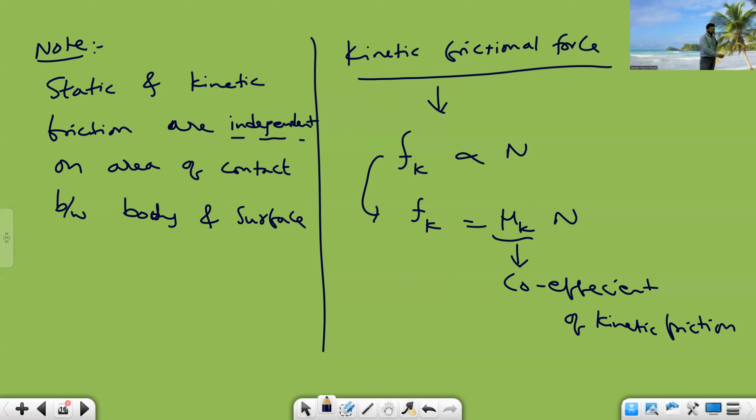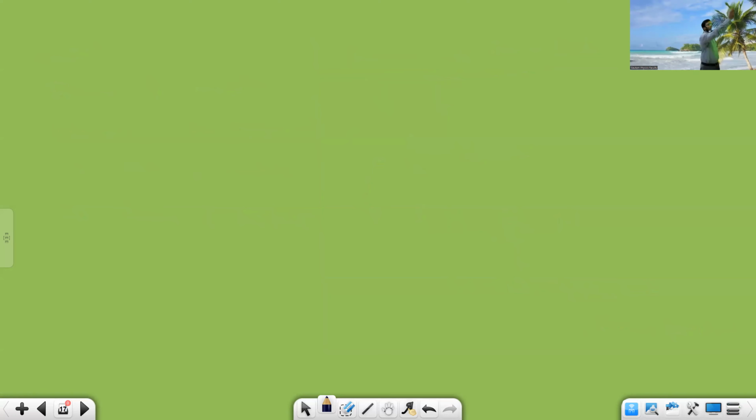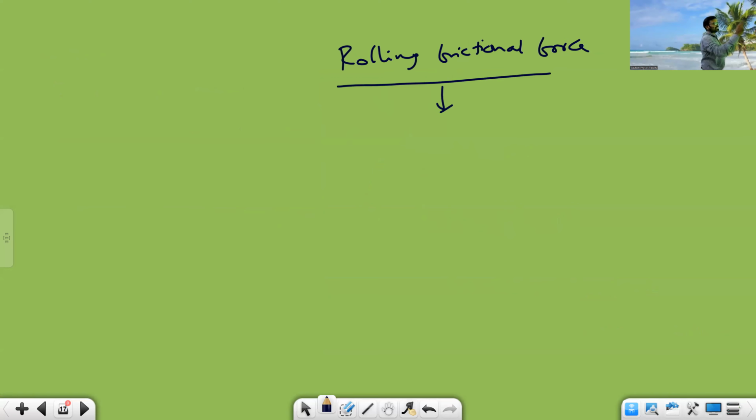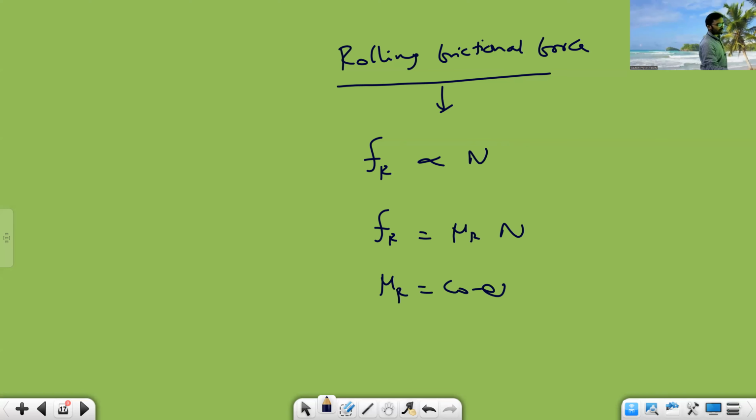Okay. Next, rolling frictional force. So what should I write about that? Rolling frictional force, again as usual, is directly proportional to normal reaction. Rolling frictional force is mu r into N. So this mu r is called the coefficient of rolling friction.